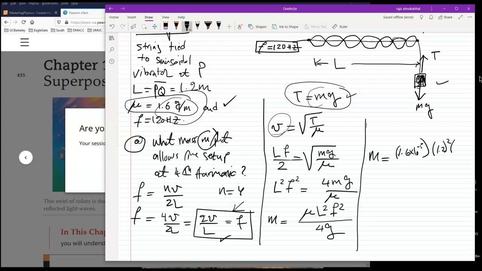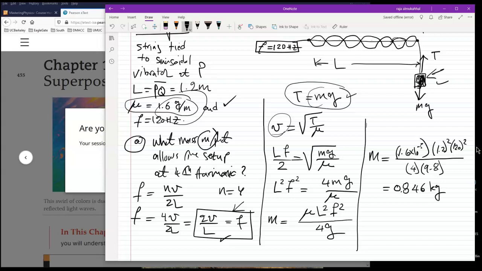Frequency, oh, we forgot to get the frequency. Oh, it is 120, right? The frequency is 120. That's the frequency of the oscillator, vibrator, divided by 4 times 9.8, and then you plug all that in your calculator, you get an answer of 0.846 kilogram.